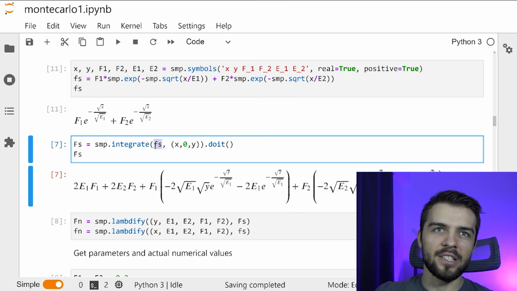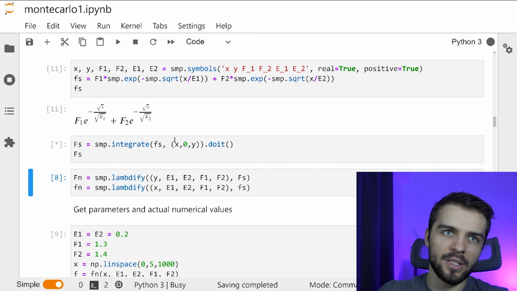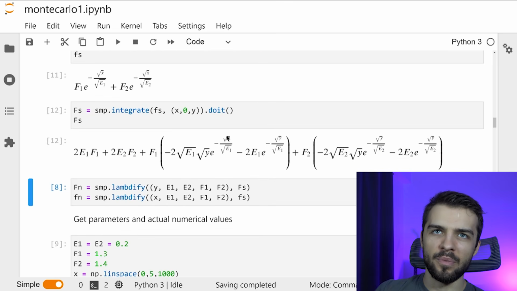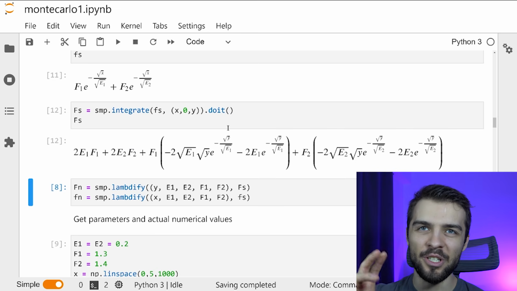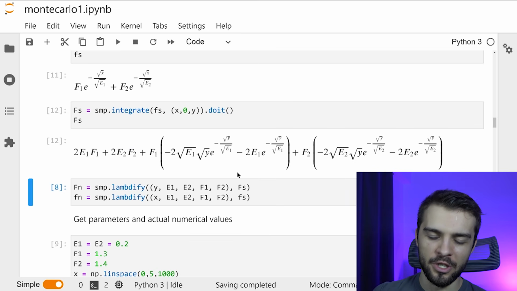So I integrate my symbolic probability density function to get the cumulative function using SymPy. I call this, and then lo and behold, I get my cumulative density function with y instead of x here, but it's really the same thing. y is the variable that's interesting here. So it's a big long function.